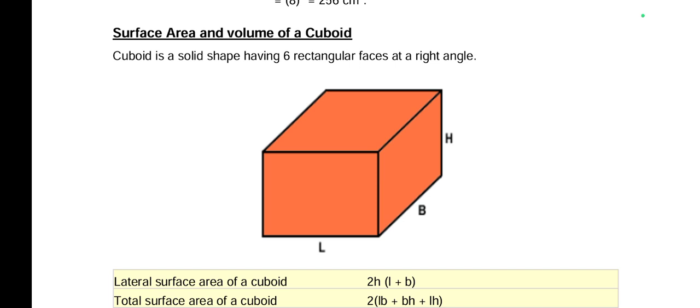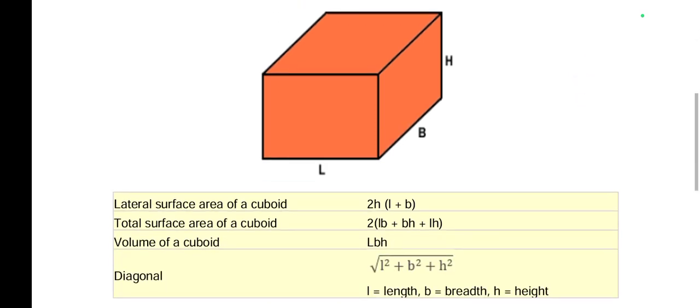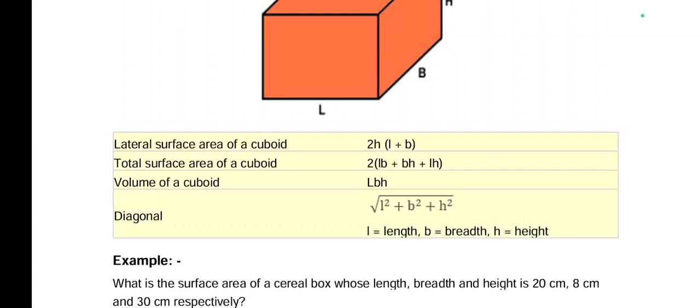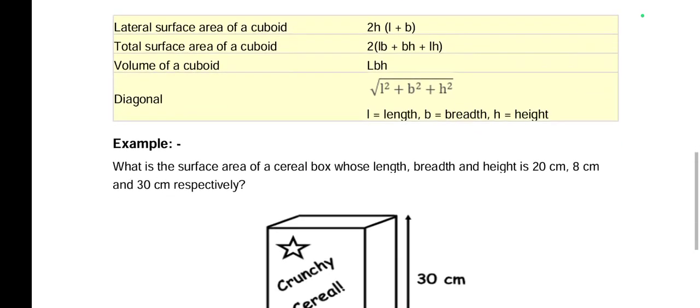The top and the base are made up of length and breadth, the front and back are made up of length and height, and the left and right sides are made up of breadth into height. When we have to find the lateral surface area, it means excluding top and base, so we can say twice H bracket L plus B. Total surface area is twice of L into B plus B into H plus L into H. This is the example.